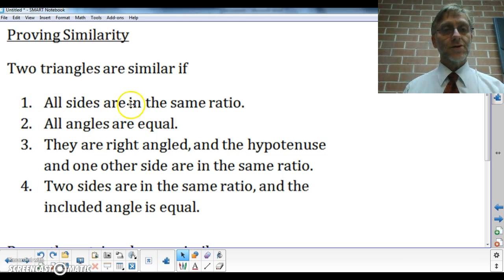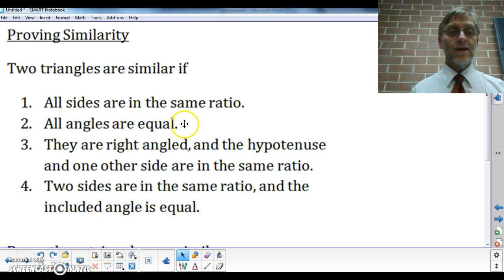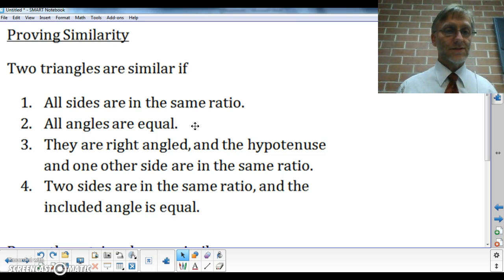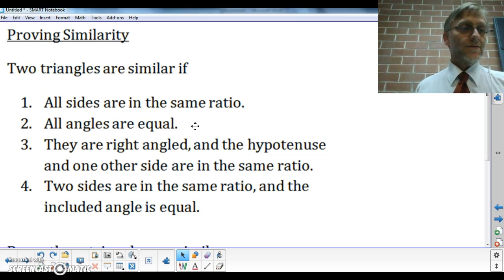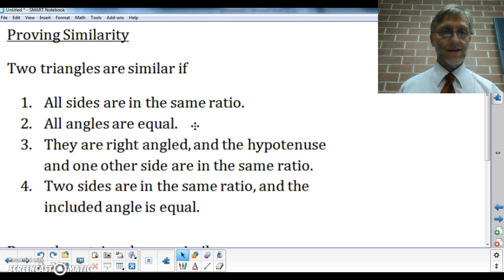If you can look at two triangles and prove that all of their sides are in the same ratio, then those are similar triangles. They'll be the same shape, just one will be bigger than the other. If you can look at two triangles and show that their angles are equal, then you've also proved that they're similar. They're the same shape, it's just that they're not necessarily the same size. Now, there are two other proofs for similarity that we need to look at.